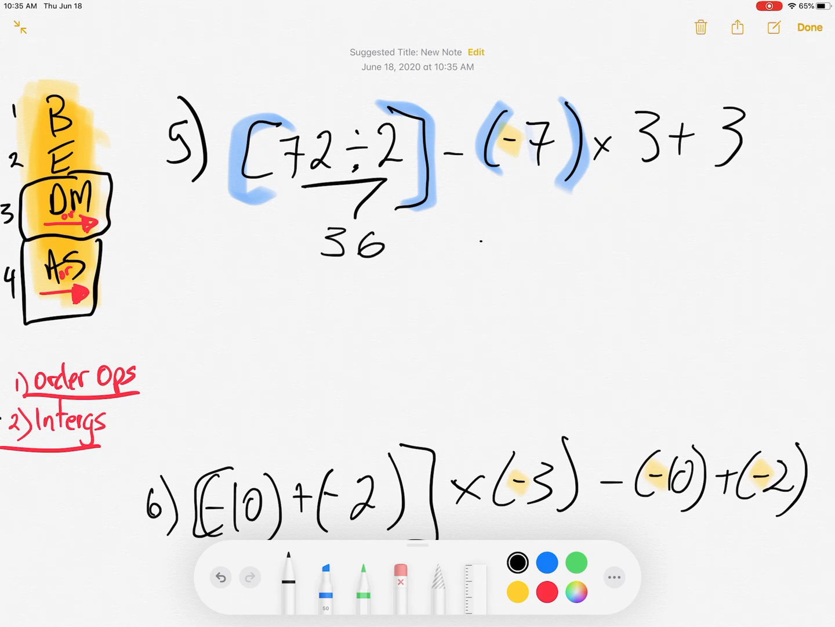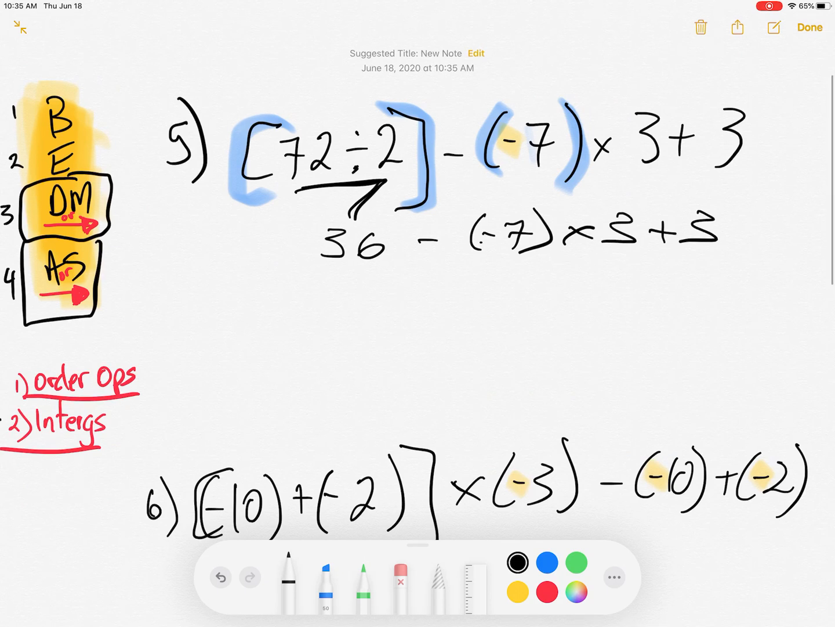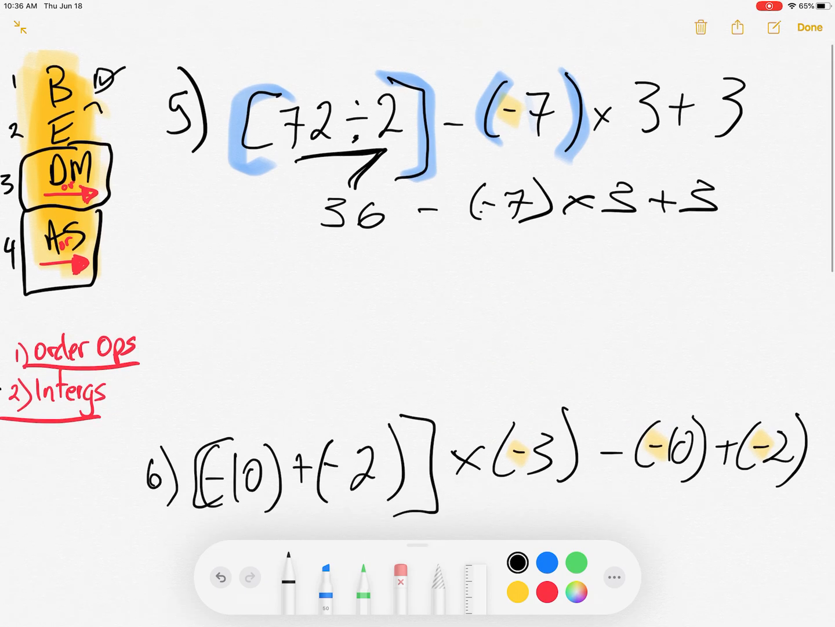Now this is where, see, I've identified the 2 numbers. Now I'm actually going to copy everything else down. It's tedious, it's time consuming, but that's what order of operations is. So no more brackets. That's done. Next thing, exponents. No exponents. Don't have to deal with that. So I'm on to division and multiplication.